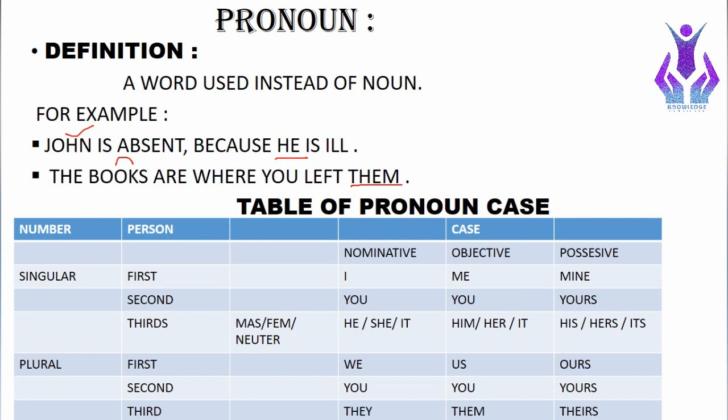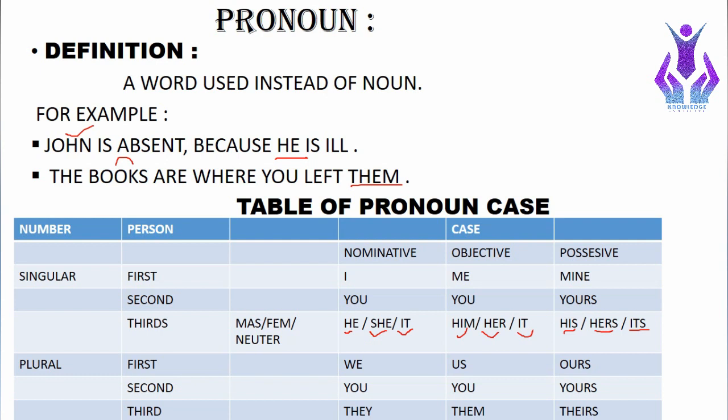We have cases in pronoun, that is nominative, objective, and possessive case. In the singular, the first person pronoun in nominative case is I, me as objective, and possessive case mine. Second person is you, objective case is also you, and possessive case is yours. Third person can be masculine, feminine, or neuter. In nominative case we use he, she, and it. In objective case him, her, and it, and in possessive case his, hers, and its.